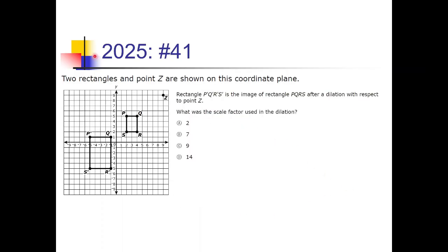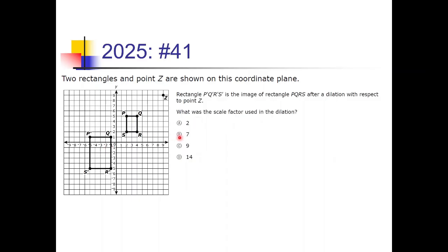On this problem, we've got two rectangles and a point Z, and we're told that this bigger rectangle here is what happens if you dilate this smaller one with respect to point Z. So basically that means that however far apart horizontally and vertically each point from this first rectangle is, we're going to multiply all those distances by some number, and that's going to give us the location of these new 4 points that we drew here.